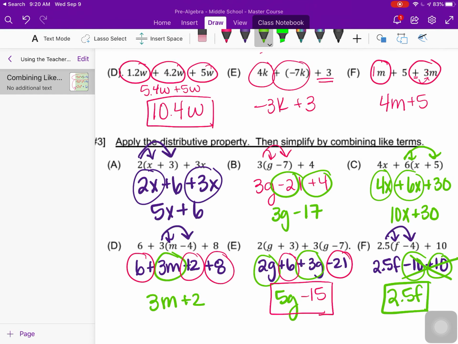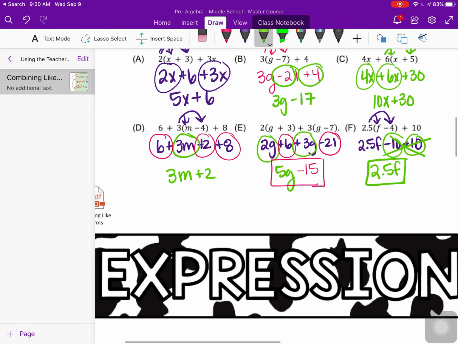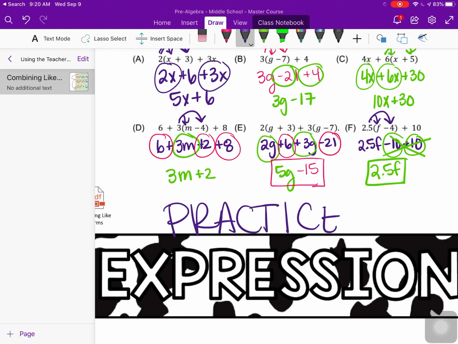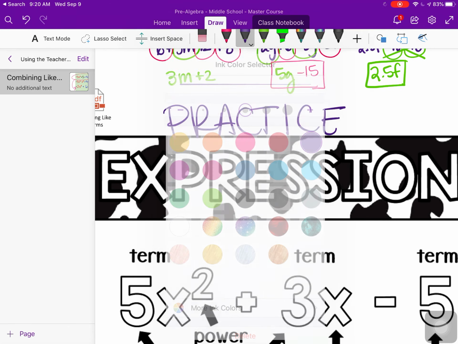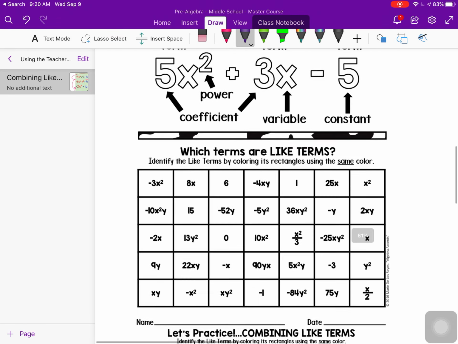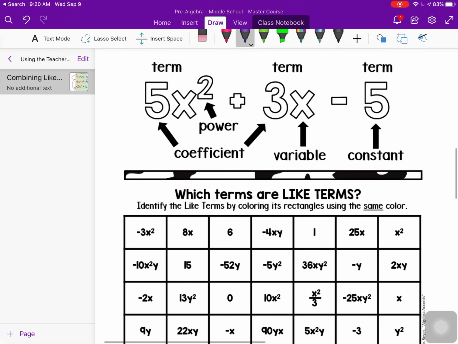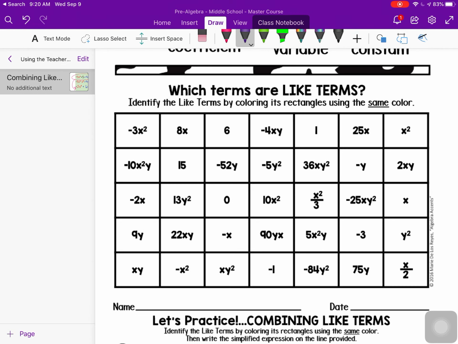Okay, so that is how we combine like terms and how we use the distributive property to help us combine like terms. Down here is your practice. Now I want you to use these colors that you have. You have so many colors to choose from to help you identify like terms. So this is just a recap of some vocabulary if you need a reminder. And then down here, it says identify the like terms by coloring its rectangle using the same color.